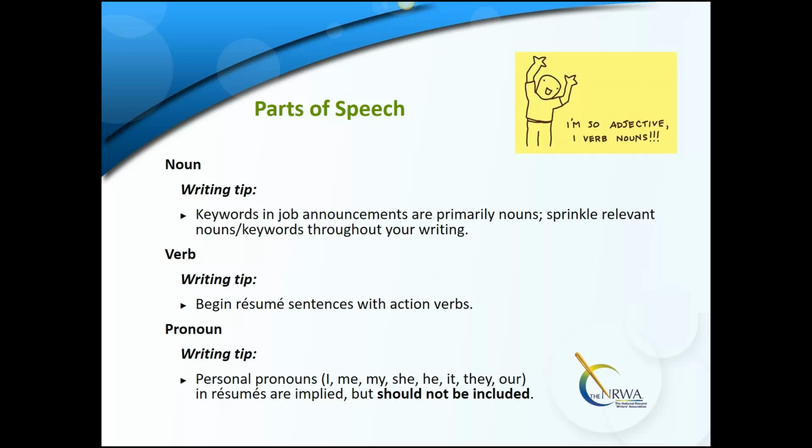So for this parts of speech section, the things that I included are the things that are relevant for you as a resume writer. It's not the whole speech about what is a noun, what is a verb, but with each of these, I've just included a little tip about things to keep in mind while you're writing. The big one here is the verb. Remember, in a resume, other than when you're listing education and certifications, anytime you're listing a statement or a complete sentence, begin those sentences with action verbs.